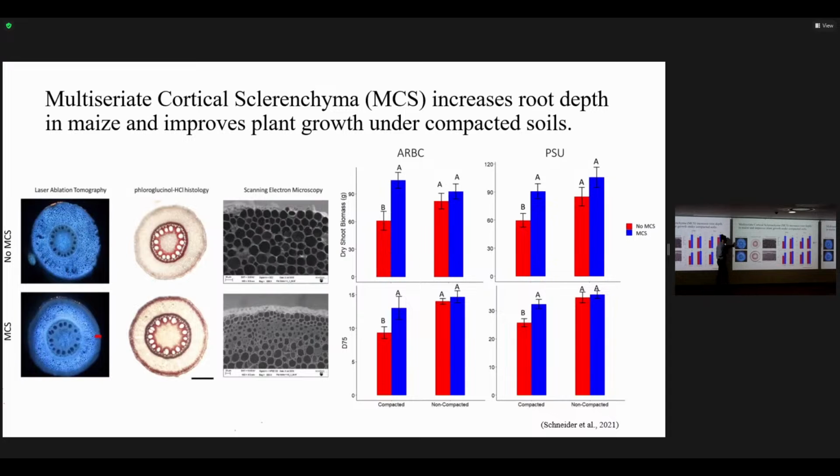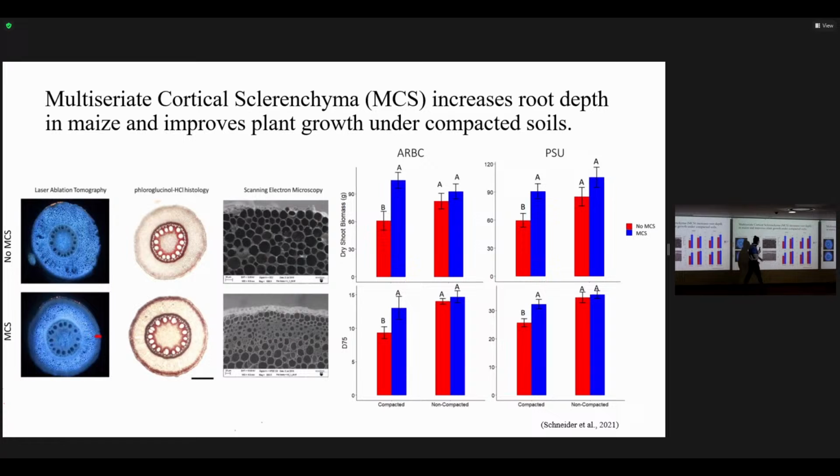And basically, if you take a segment of the root and you look at the cortical cells, when you have MCS, which is a multiseriate cortical sclerenchyma, you will see that there is an increase of lignin in the cell walls. And this increase of lignin is reducing the cell size. So as we talked before, reducing the cell size is beneficial for metabolic processes, but also this increase of lignin is increasing the strength of the root, the tensile strength of the root.